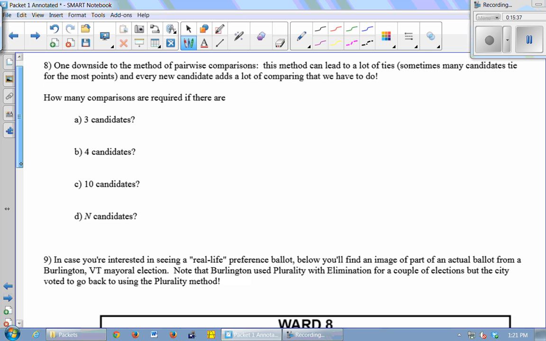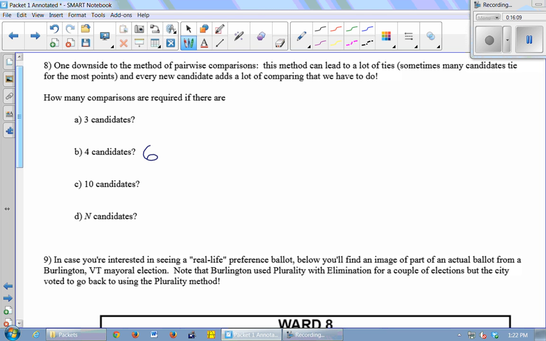All right, so one downside of the method of pairwise comparisons is that it can lead to a lot of ties. Sometimes many candidates can tie for the most points. And every new candidate adds a lot of comparisons that we have to do. So let's think about how many comparisons are required. We already know for 4 candidates there are 6 comparisons because we just did an example. How about if there are 3 candidates, like A, B, and C? How many matchups would there be?